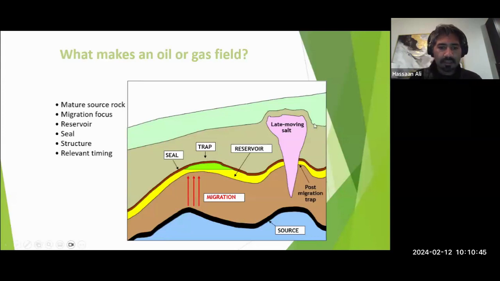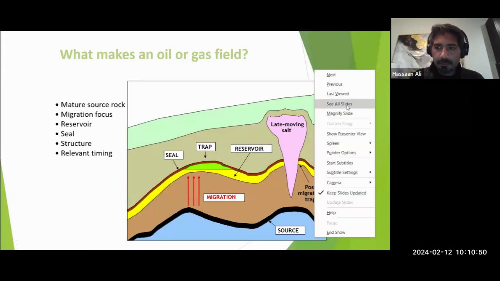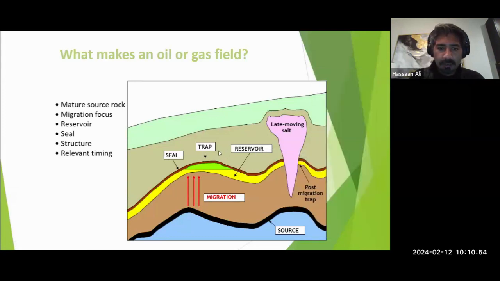One of them is the seal, which is right over here. The trap, I'm just going to change my pointer to a laser pointer. So there is a trap, there is a reservoir, and then there is a migration. So first and foremost is the source rock. Source rock is where your organic matter is trapped. That is where your oil and gas will be created because of the pressure and the temperature.